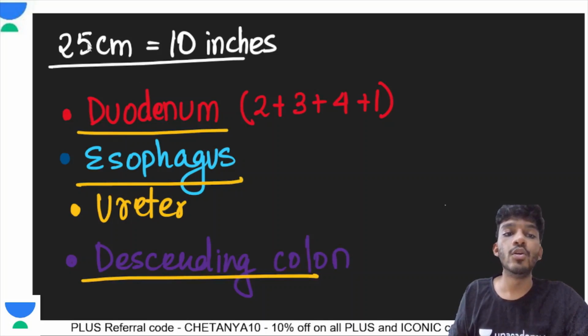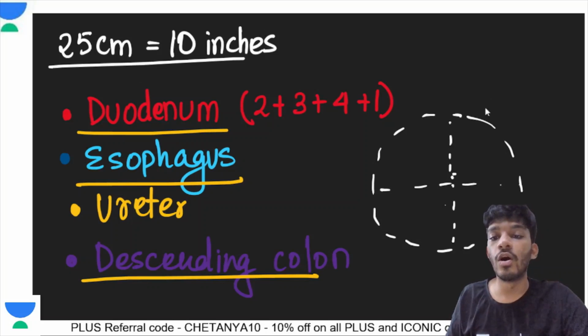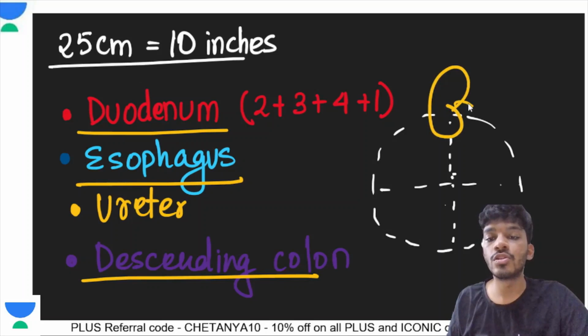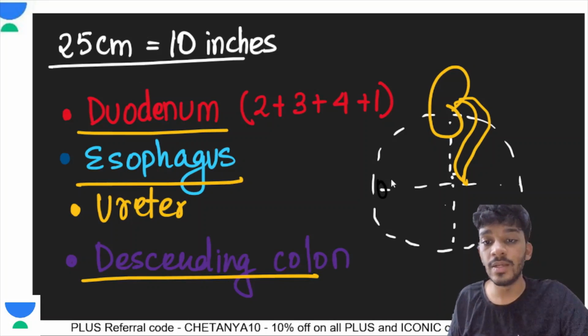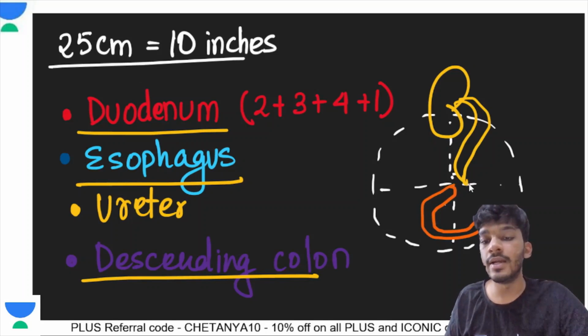So again, you can make your representative circle, and let's say the radius of the circle is 10 inches. So you're going to have 4 structures. For your own convenience, you can make those structures. You can make the ureter, you can make the esophagus, however you want to make it. They're all basically going to be tubes. We can make the duodenum a little bit properly. Right, so this is the duodenum, and one more structure that is there is the descending colon.